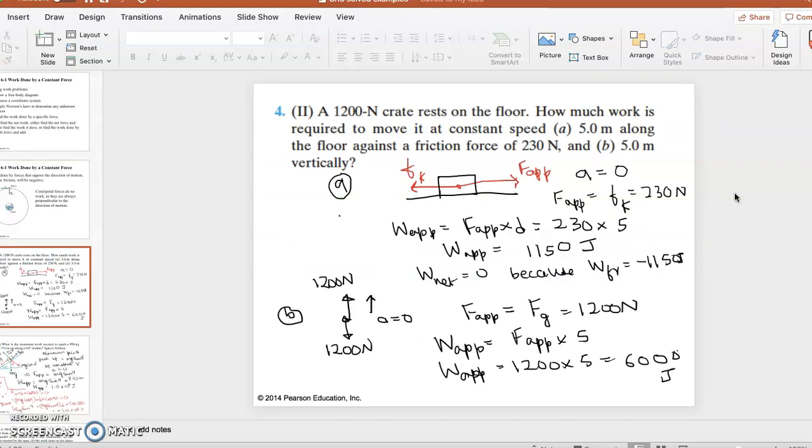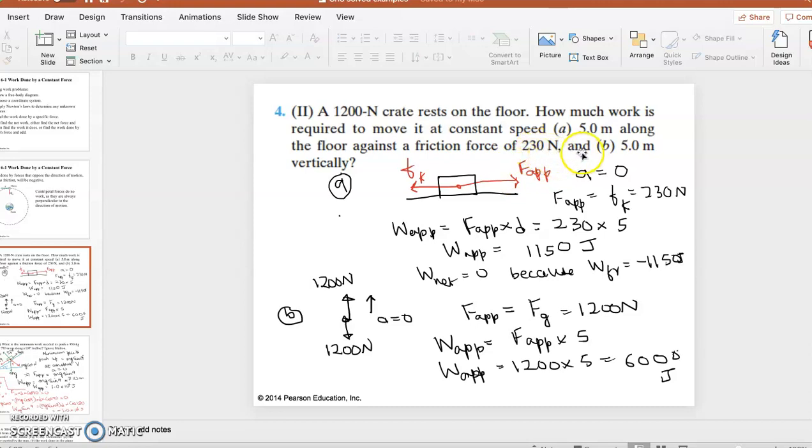A 1,200 Newton plate rests on the floor. Rests means no movement. How much work is required to move it at a constant speed? Acceleration is 0, of course. How much work? Work is equal to F times D. So keep in mind, we are looking for F, we are looking for D. It says 5 meters along the floor against the friction of 230 Newton.